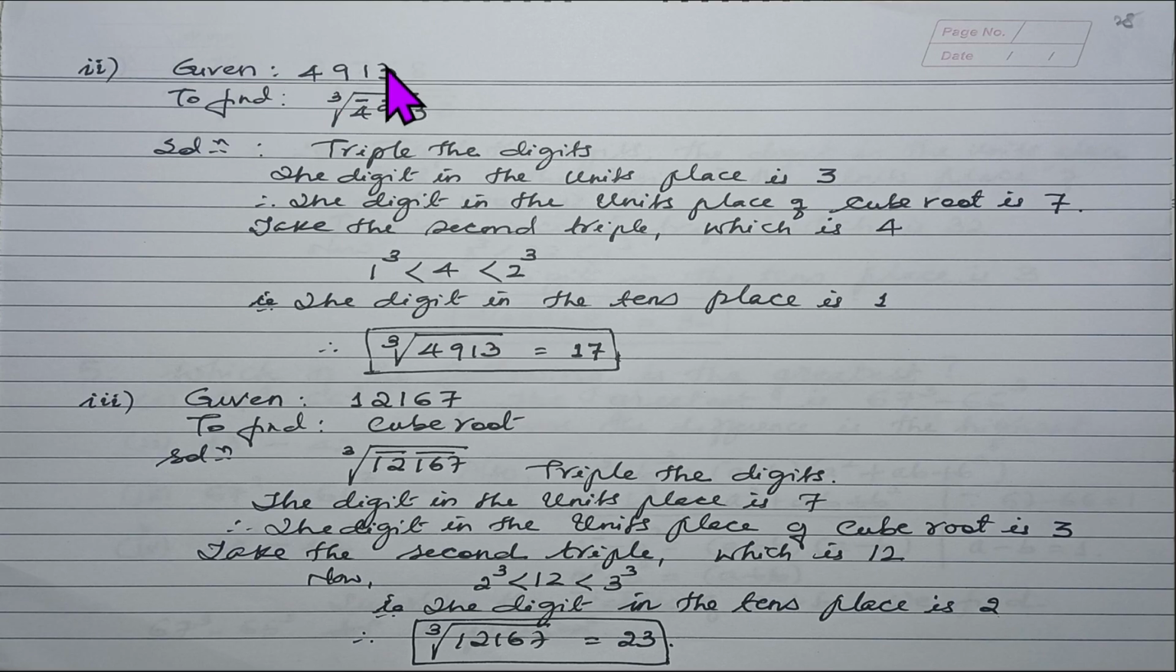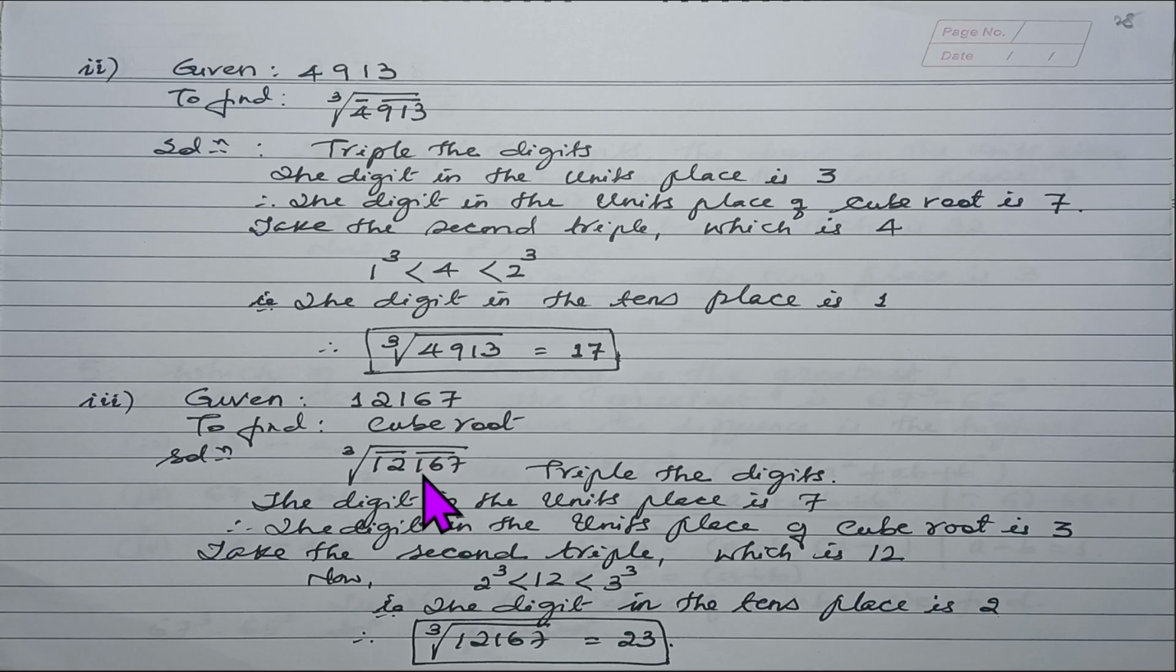Now we are given a number 4913. We have to find out its cube root, again applying the tens and units digit method here. First group 3 digits, that is 913. The digit in the units place is 3. If the digit in the units place is 3, then the digit in the units place of the cube root will be 7. So the first digit is decided, that is the digit in the units place is 7. Now cut the 913, take the digit 4. Now 4 lies between 1 cube and 2 cube, and therefore the digit in the tens place is 1. Therefore the cube root of 4913 is 17, because the tens place digit is 1 and the units place digit is 7. Remember that.